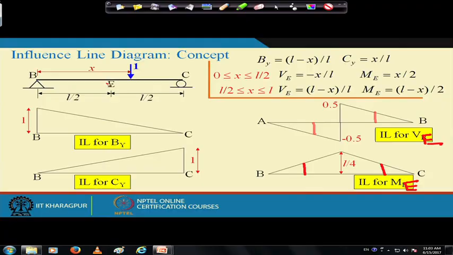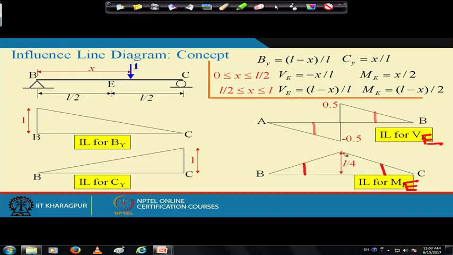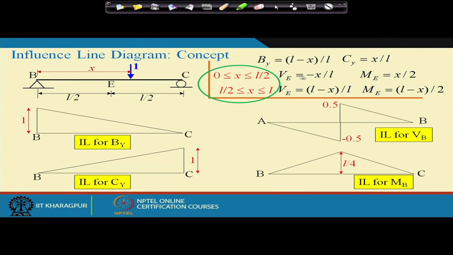Please note that these are influence lines, and the bending moment and shear force diagrams are different. This is not the bending moment diagram of BC. It is the influence line of bending moment at E. It gives you how the bending moment at E changes with different locations of the unit load. So, this is the influence line diagram. Now, as I said, this equality is not valid for shear force. For bending moment, it is fine because it is continuous.